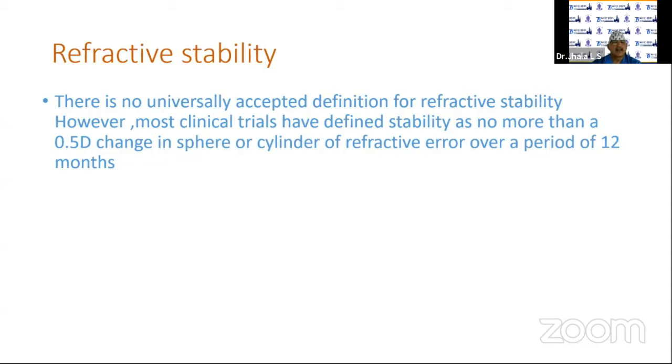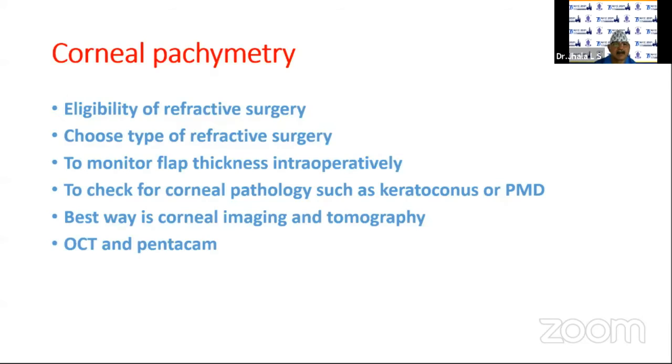As such, there is no universally accepted definition for refractive stability. However, most clinical trials have defined stability as no more than 0.5 diopter change in either sphere or cylinder over a period of 12 months. So this is how we assess the refractive stability.